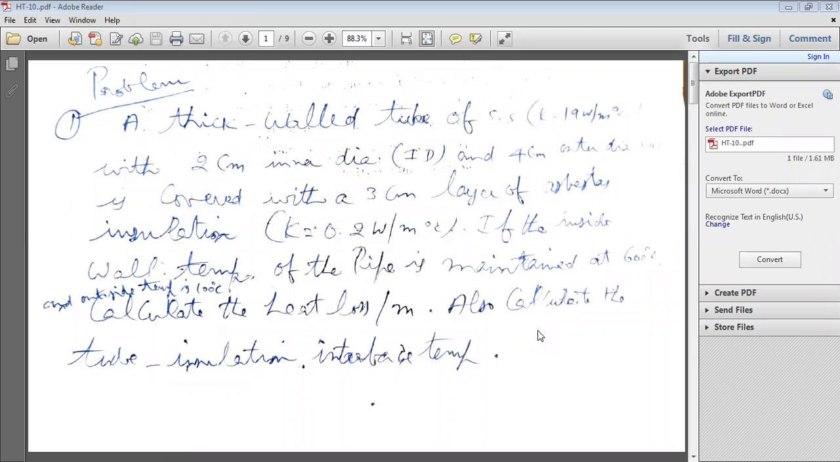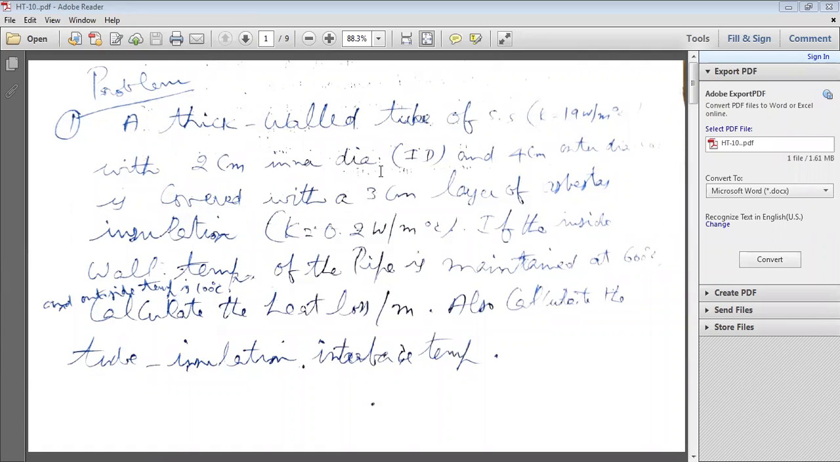Okay? So that is given. Like that, you can calculate the heat transfer rate through a cylinder by using the formula 2 pi K L Ti minus To by ln Ro by Ri. So we'll solve one or two problems on this.